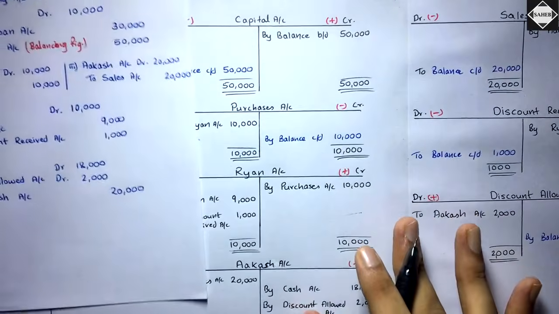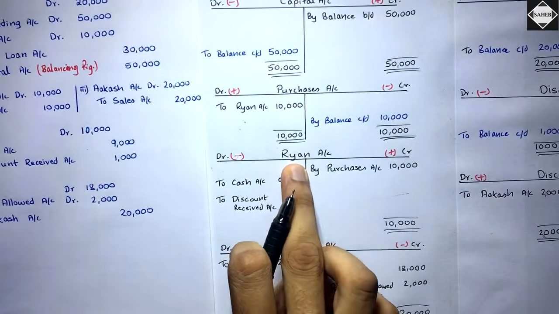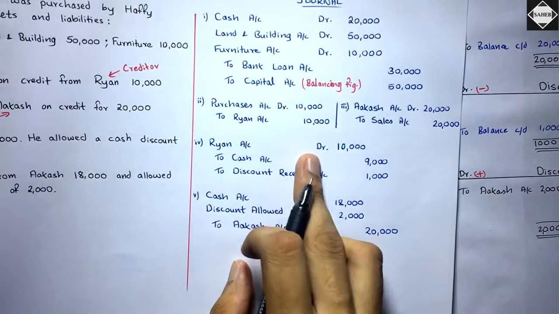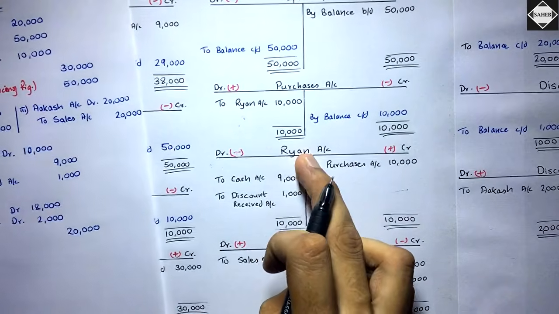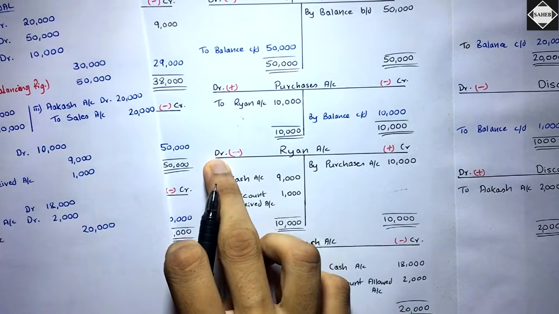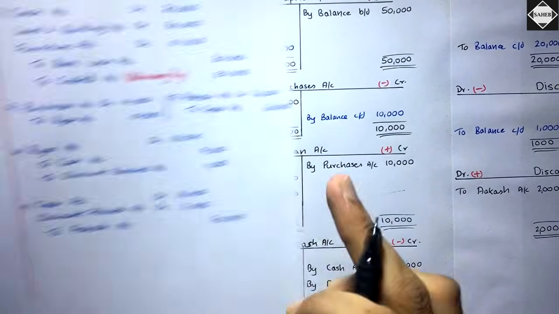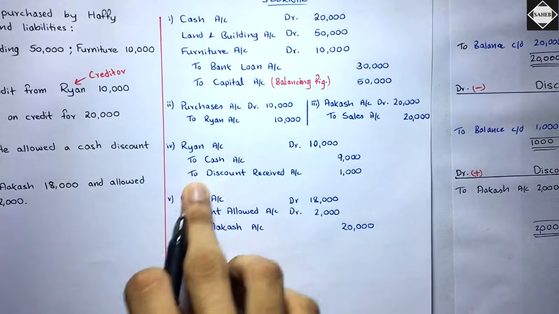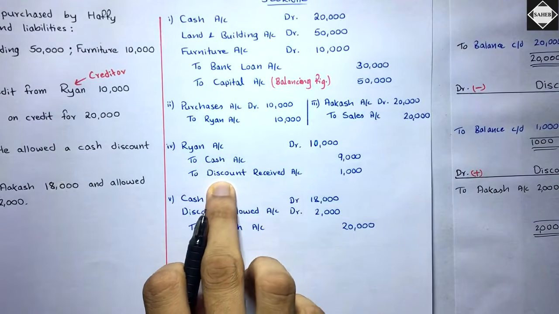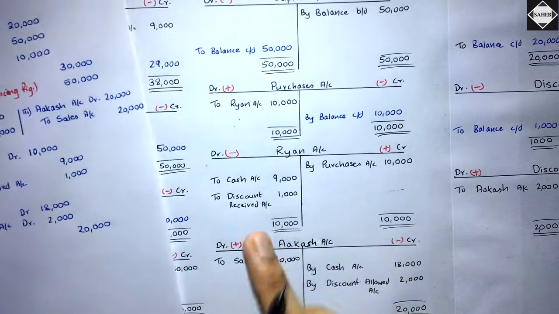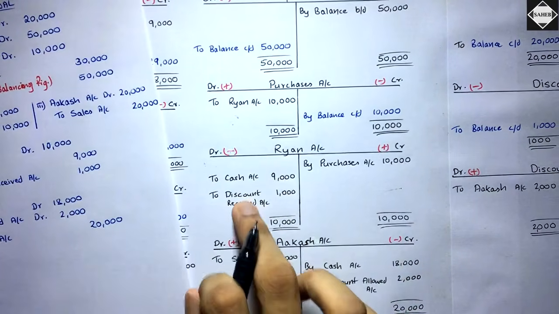Now, how are you going to do posting of this? See, it's very simple. Go to the Ryan account. Ryan account has been debited by 10,000. Why has it been debited? Because we have paid him cash and we have received the discount from him of 1,000. So take that simply. To cash account 9,000, to discount received 1,000.